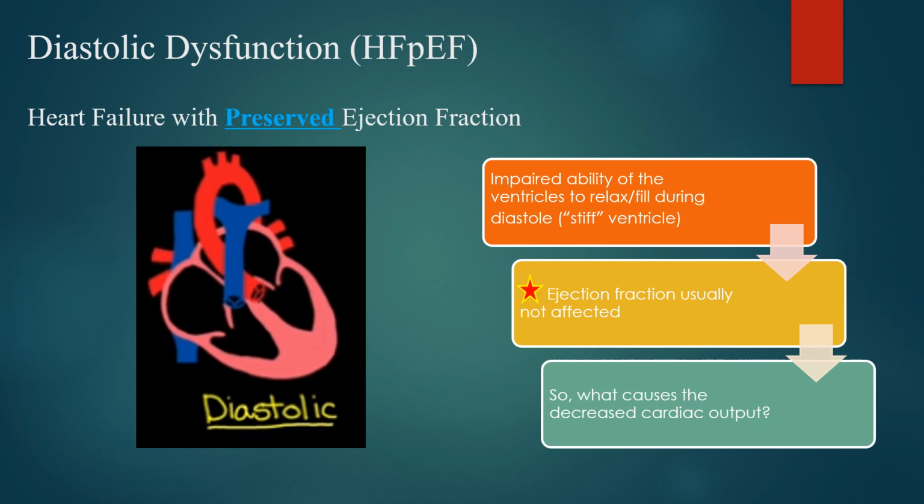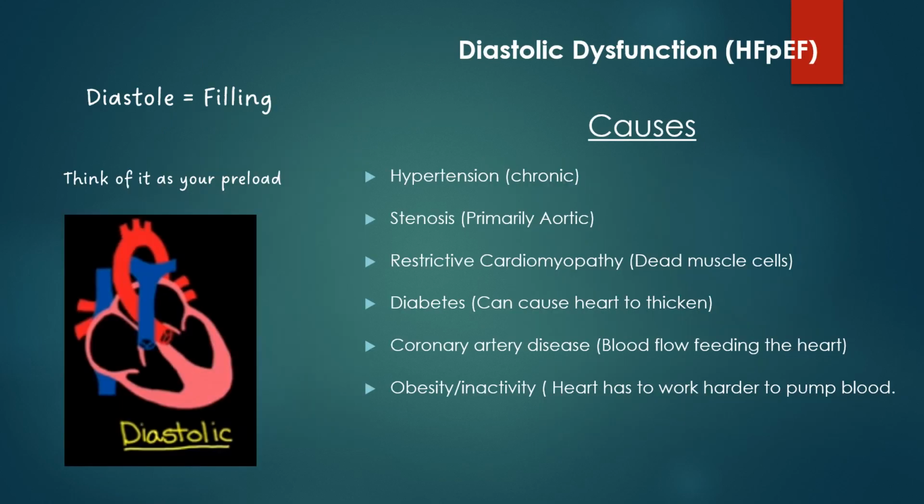So what causes a decreased cardiac output? Well, like I said, it's a filling problem. The ventricle cannot relax enough to fill. So you don't have that preload. So this is your preload. So let's talk about some of the causes. We have hypertension. Chronic hypertension is usually one of the big problems, and that's where the vessels are clamped down, creating more resistance, and the heart has to work harder to get through those vessels that are small.